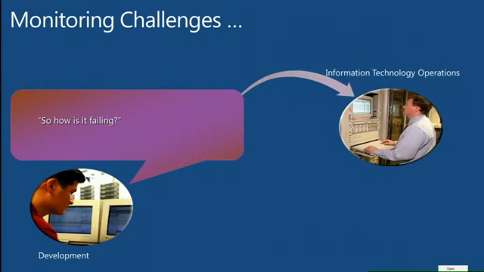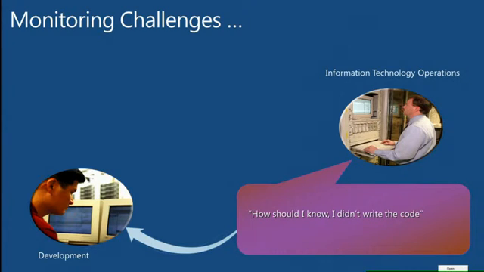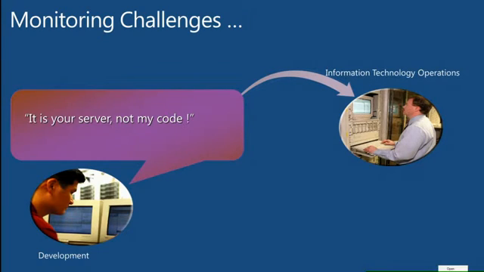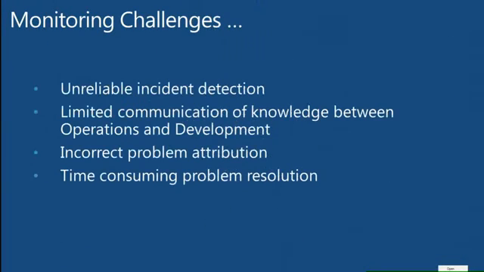So developers are trying to get more information about the failures, but ops guys, in many cases, have no clue how it's failing. And then developers sometimes get very defensive, and conversations turn very philosophical. So this is the problem. This is due to unreliable incident detection and very limited knowledge that goes back and forth between devs and ops. And as a result, there is a lot of finger pointing, brainstorming, and wasted time.